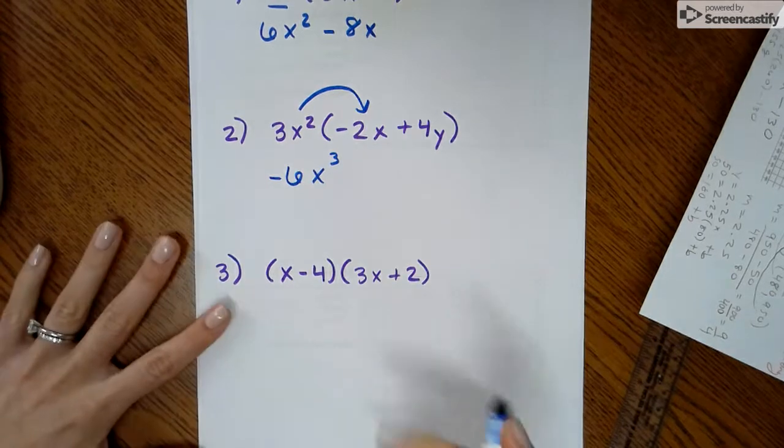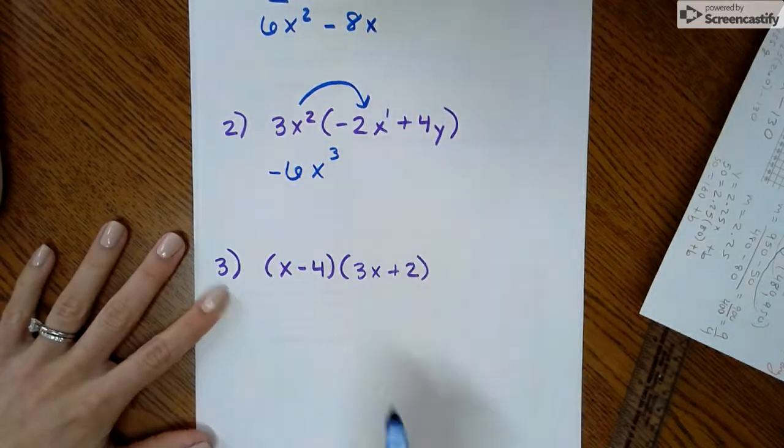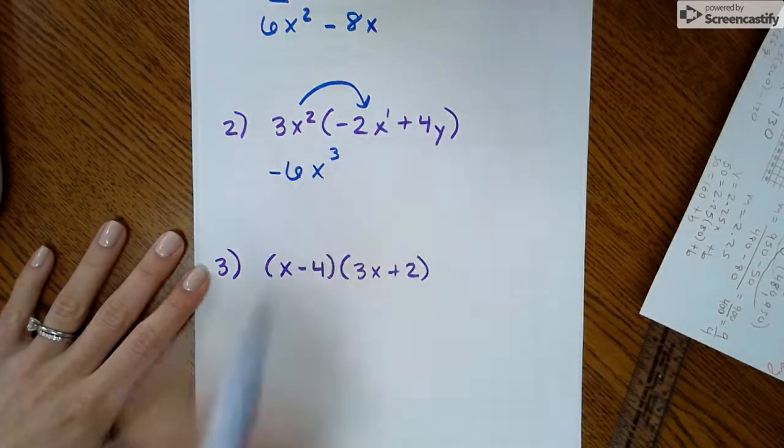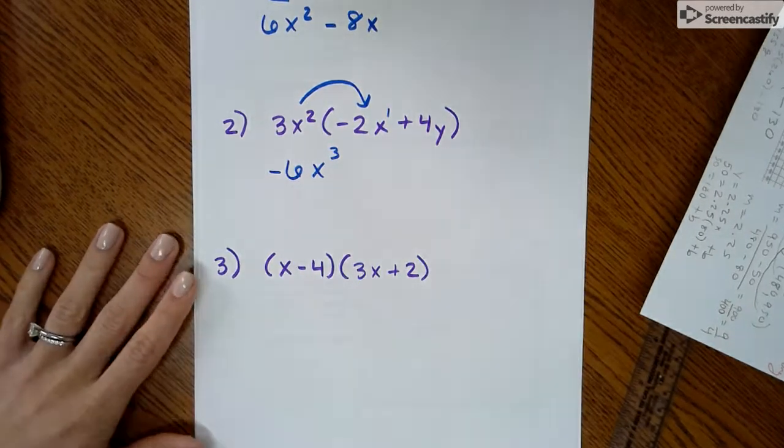So remember, when we're multiplying terms that have the same base, this is really like x to the first, and we can add their exponents. So x to the 2 plus 1, that's where we're getting the x to the third.